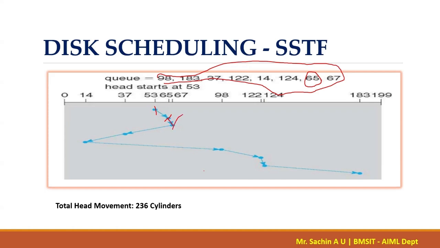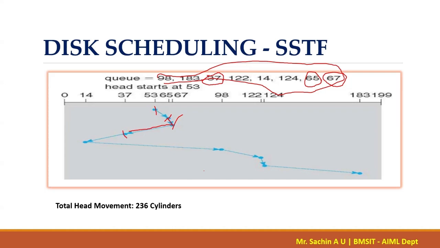Right? And when your read write head is on 67, which one is nearest now? 98, 183, 37, 122, 14, or 124. Already these two have been done, right? So now currently your read write head is at 67. Out of these remaining tracks, which one is nearest for it? Of course, 37 is nearest. So that is why your read write head moves from 67 to 37, as you can see here.